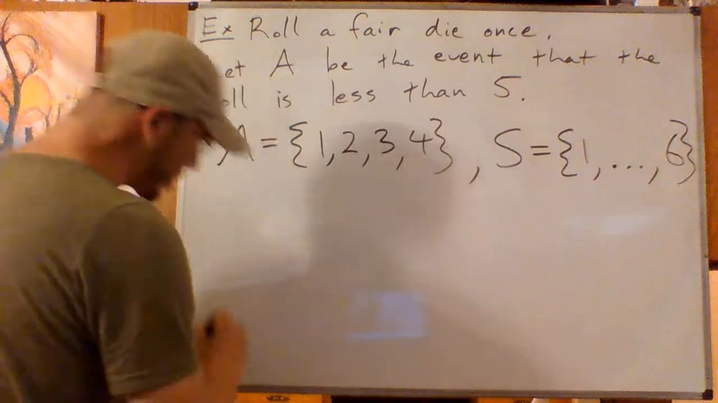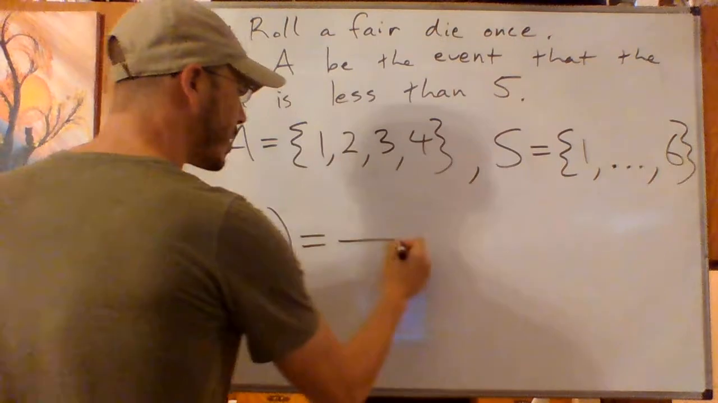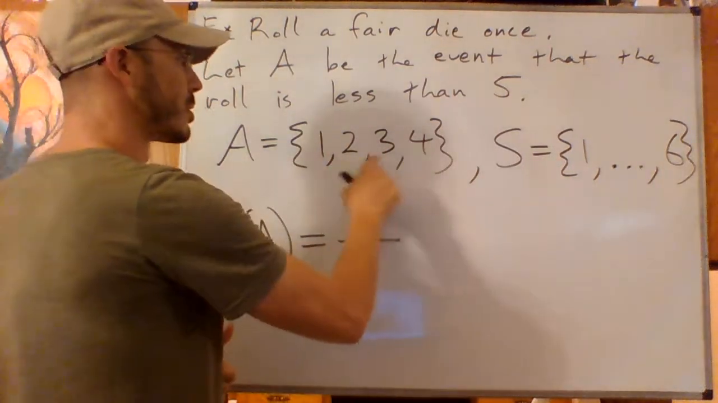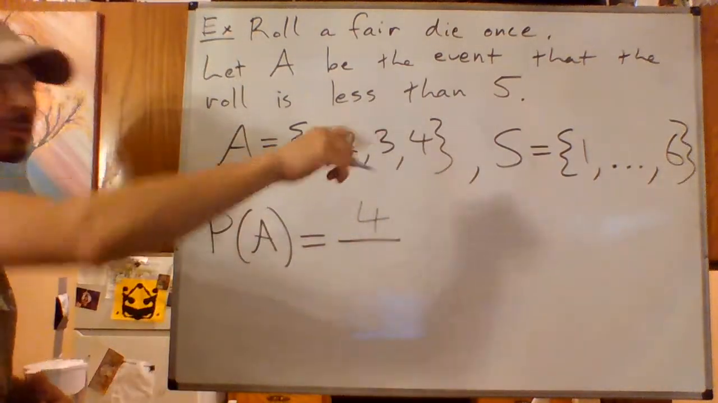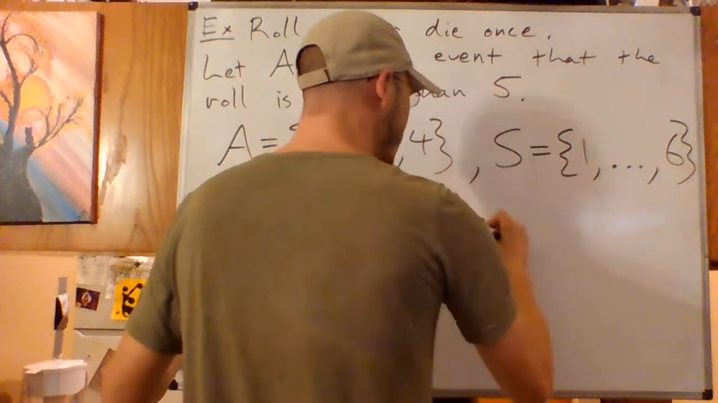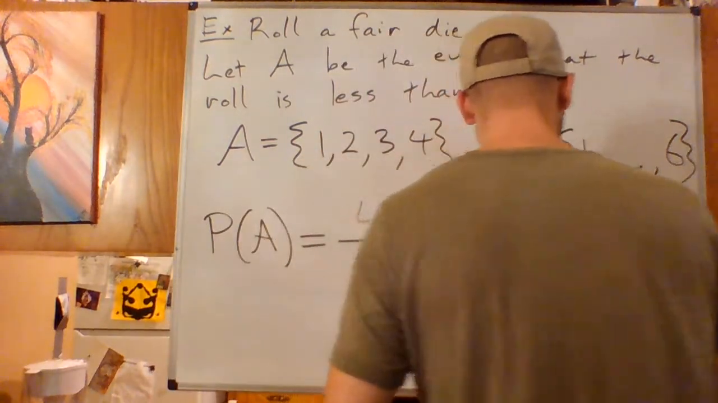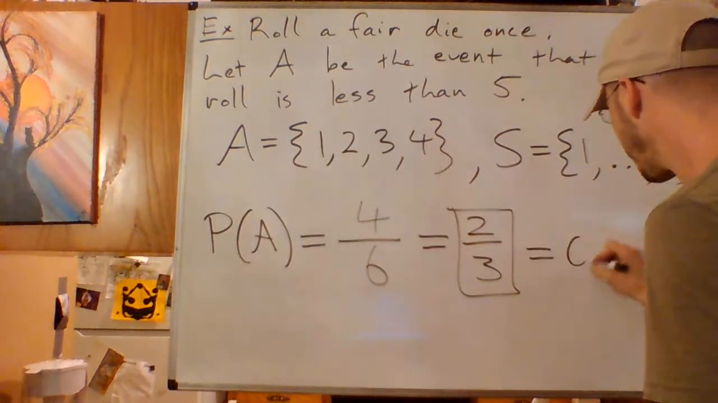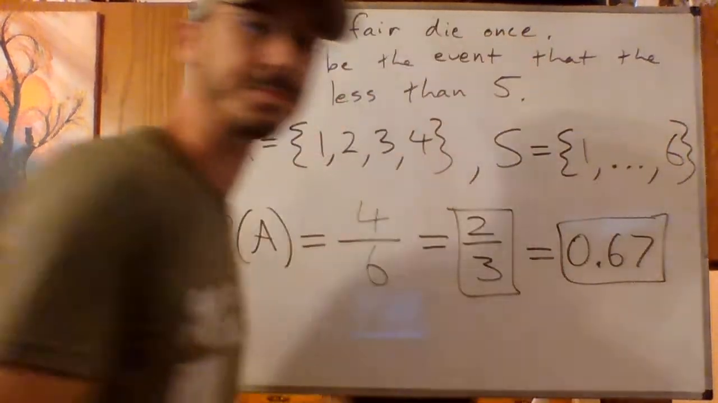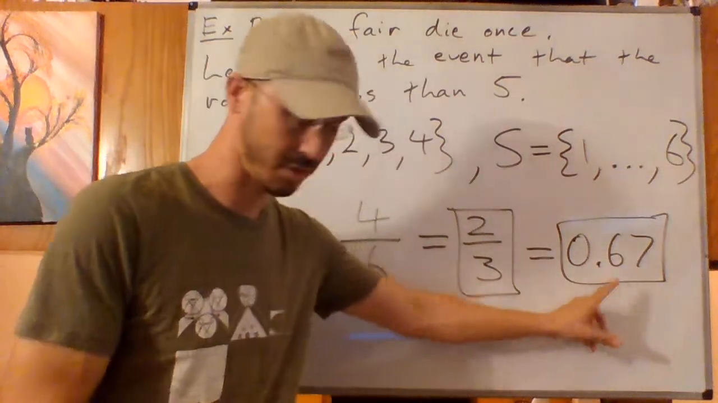So I'm going to be able to find the probability of event A by the formula that I just had on here, the number of outcomes in A divided by the number of outcomes in S. So the probability is 4/6, or if I reduce it, it's 2/3, or if I wanted to have it in a decimal, it would be 0.67 if you round it to 2 places. 0.6 repeating, really, but this is sufficiently close.